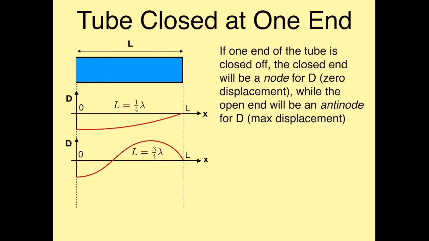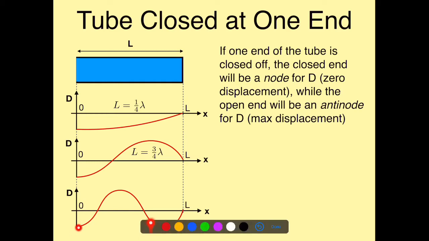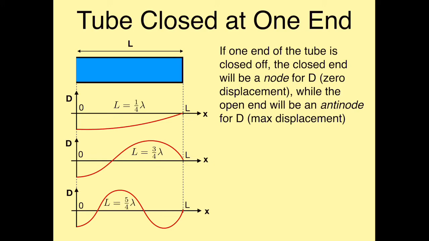That's the next possibility. And the next one after that is, okay, we have 0 displacement here. Now we undergo a full wavelength to get back down to that point, and then a quarter wavelength to get to 0 at the right end of the tube. So what I'm showing you there is 5/4 of a wavelength fitting inside of the tube. So L is equal to 5/4 times lambda in this case.